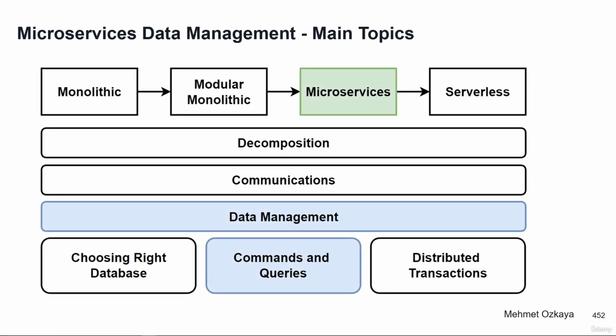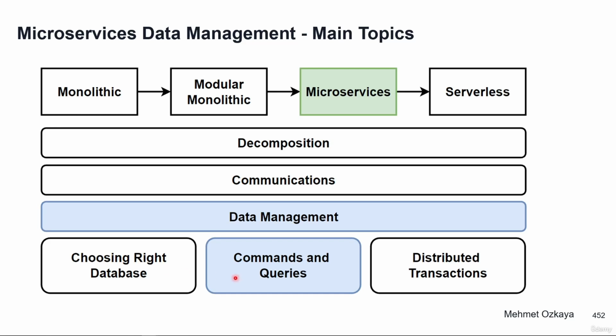So here you can see the subdivided modules of microservice data management. We will discuss microservice data management divided into three main topics. The first one is choosing the right database, which we have done in the last section. The second one is commands and queries. And the third one is distributed transactions. In the last section, we learned how to choose the right database. That means choosing the right tool for the right job. We have learned the CAP theorem, horizontal, vertical and functional data partitioning, and the database sharding pattern.